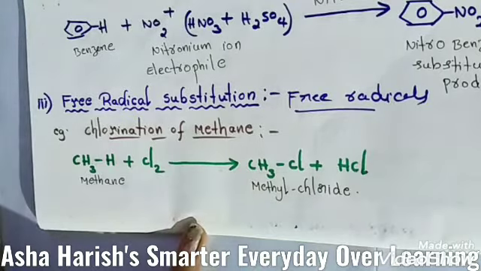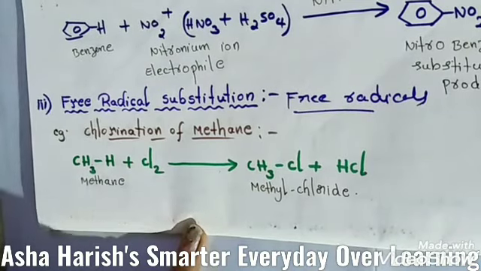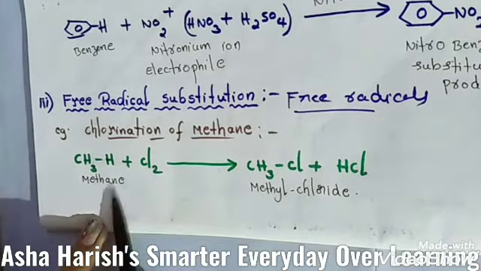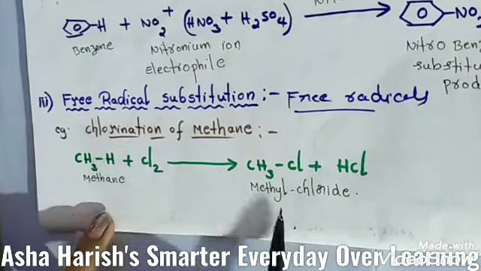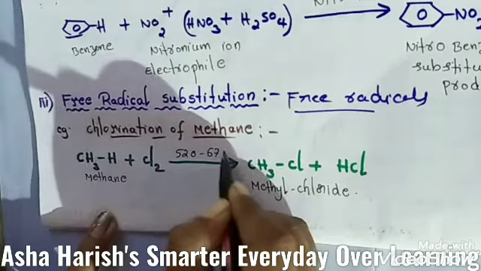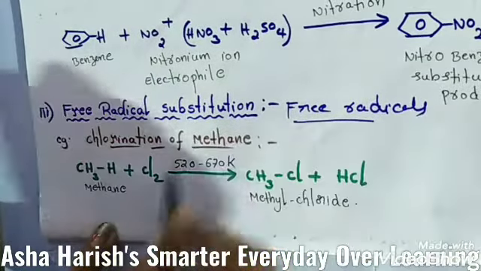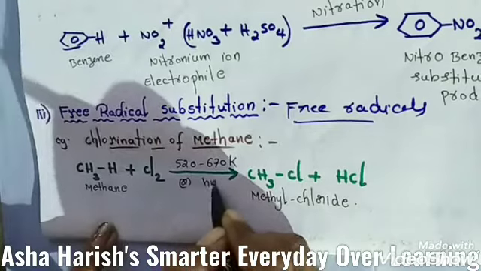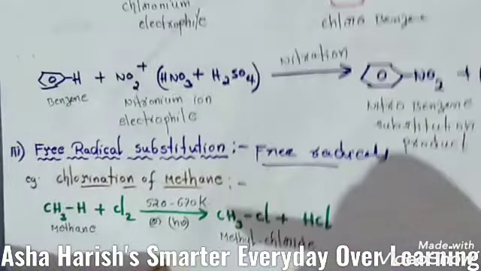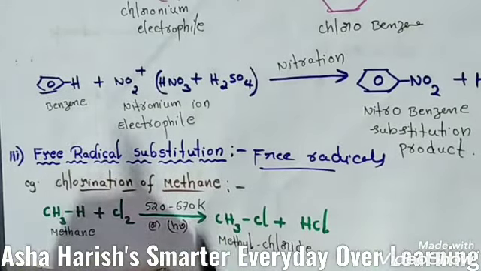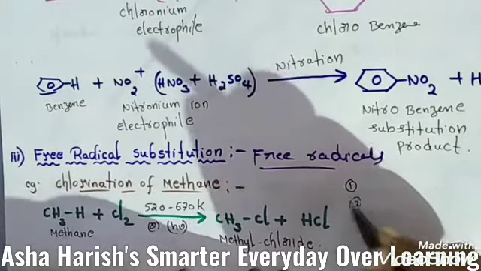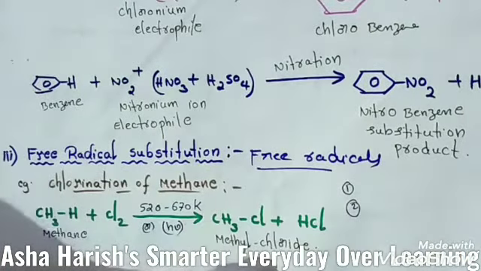The example of these free radical substitution reactions, the first one is chlorination of methane. Here students, methane, CH4, and if you add chlorine to this, methyl chloride should be formed. Here you have to maintain a particular temperature, 520 to 670 Kelvin, or in the presence of sunlight also. Okay, and methyl chloride should be formed. This complete reaction occurs by free radical mechanism, which involves the steps of, the first one is initiation and the second one is propagation. Let's see about that.